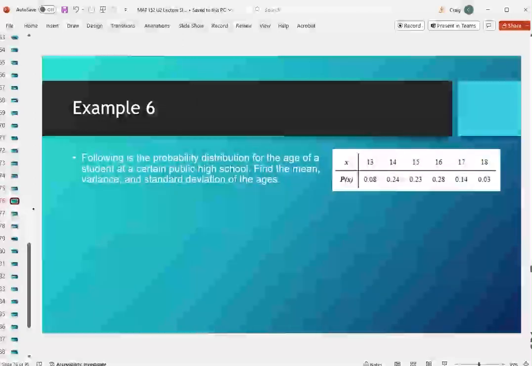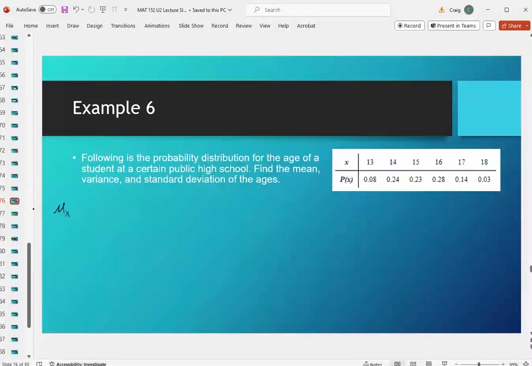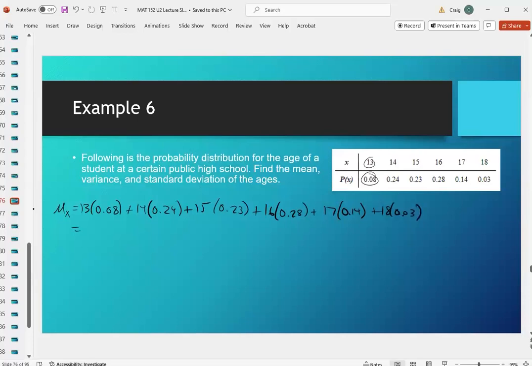If we want to start off with the mean, or the expected value of x, it's going to be x times p of x, so 13 times 0.08, plus 14 times 0.24, plus 15 times 0.23, and so on. I'm basically just reading to you guys at this point, but we're going to write all of this out. That's 0.03. Okay, and if we multiply and add all of these up, you should get 15.25.